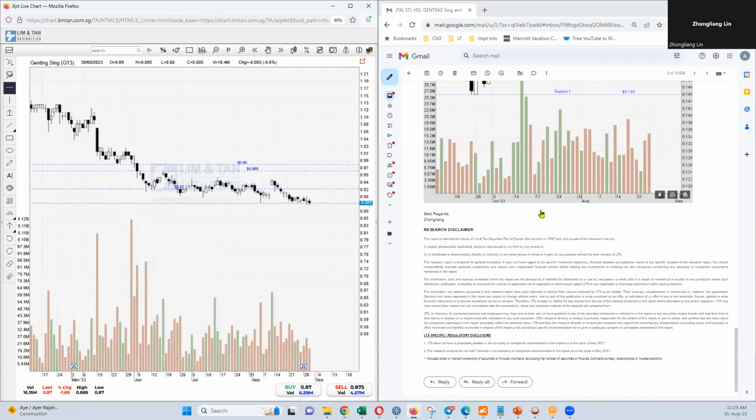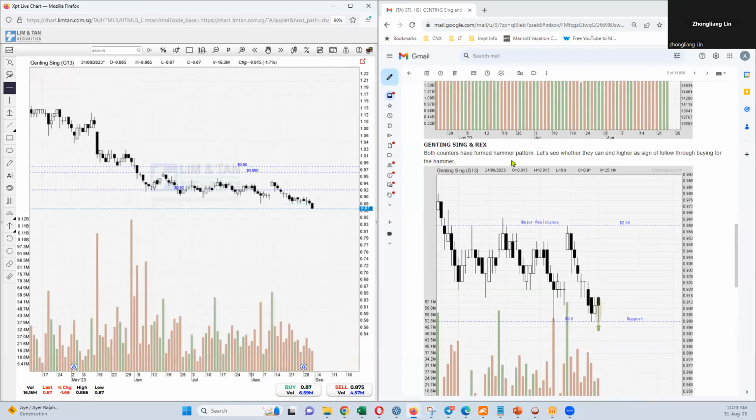Genting, for the same reason, did not have confirmation for its hammer as well. So Genting also has a hammer. I didn't explain much because you see the hammer, but you need to see the follow-through buying. If no follow-through buying, no talk. So you can see Genting also selling down. This is not a good sign. For sure, Genting may go into a winter period before it can start to recover again. The result is good though. So I think the winter should last until next Chinese New Year, when the next rally will come.